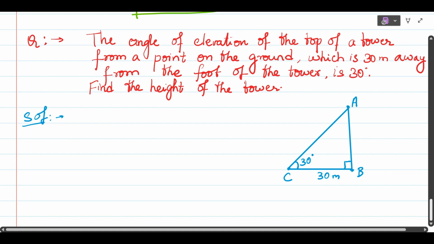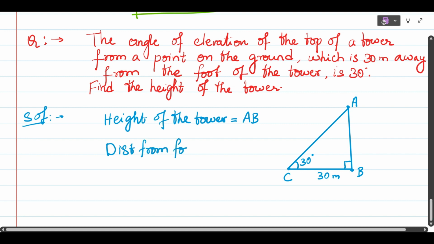So here the height of the tower is AB, isn't it? Let us write down: the height of the tower is equal to AB, we have to find this. And the distance from the foot of the tower to point C, the point on the ground, is equal to 30 meters. Is it clear?